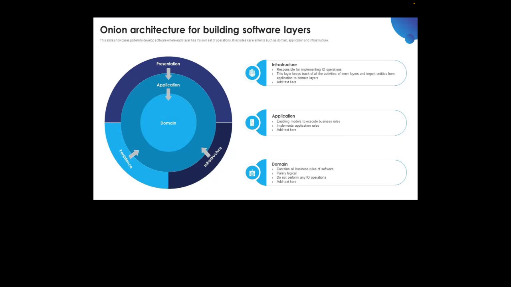The infrastructure layer is responsible for implementing IO, so you will set the roles. IO operations like input communicate with the user. This layer keeps track of all the activities of the inner layers and imports entities from the application to the domain layers. The application layer enables models to execute business rules and implement application rules. The domain layer contains all the business rules of the software, purely logical. They do not perform any IO operations. In this way, the onion architecture is set.